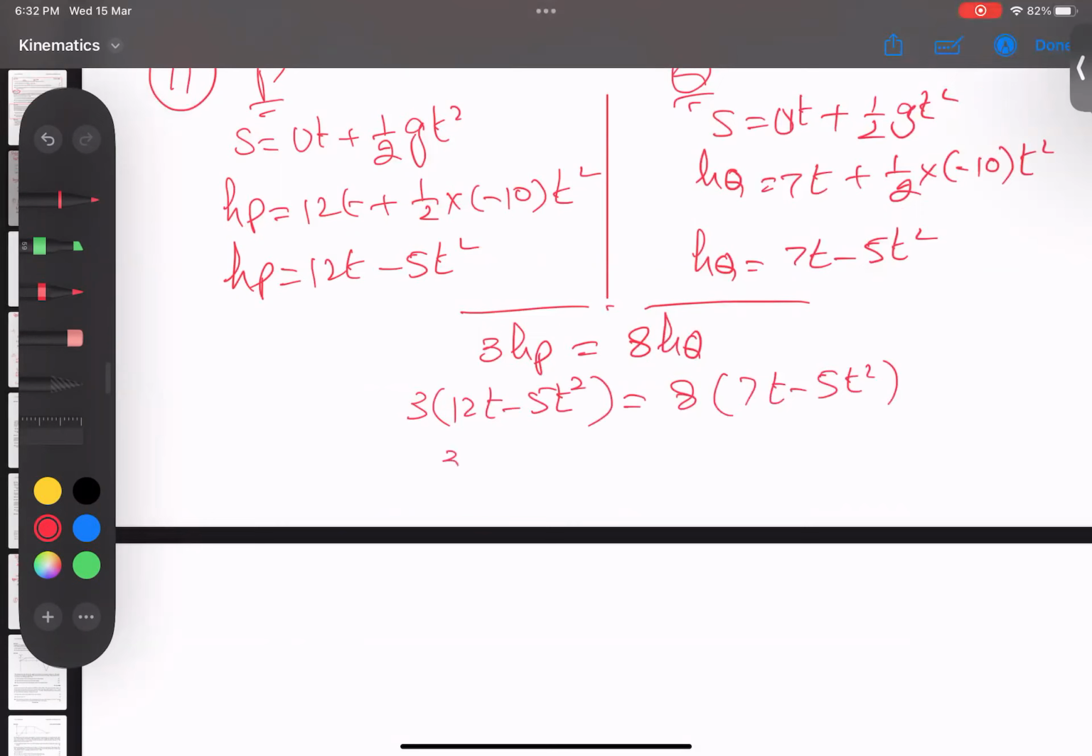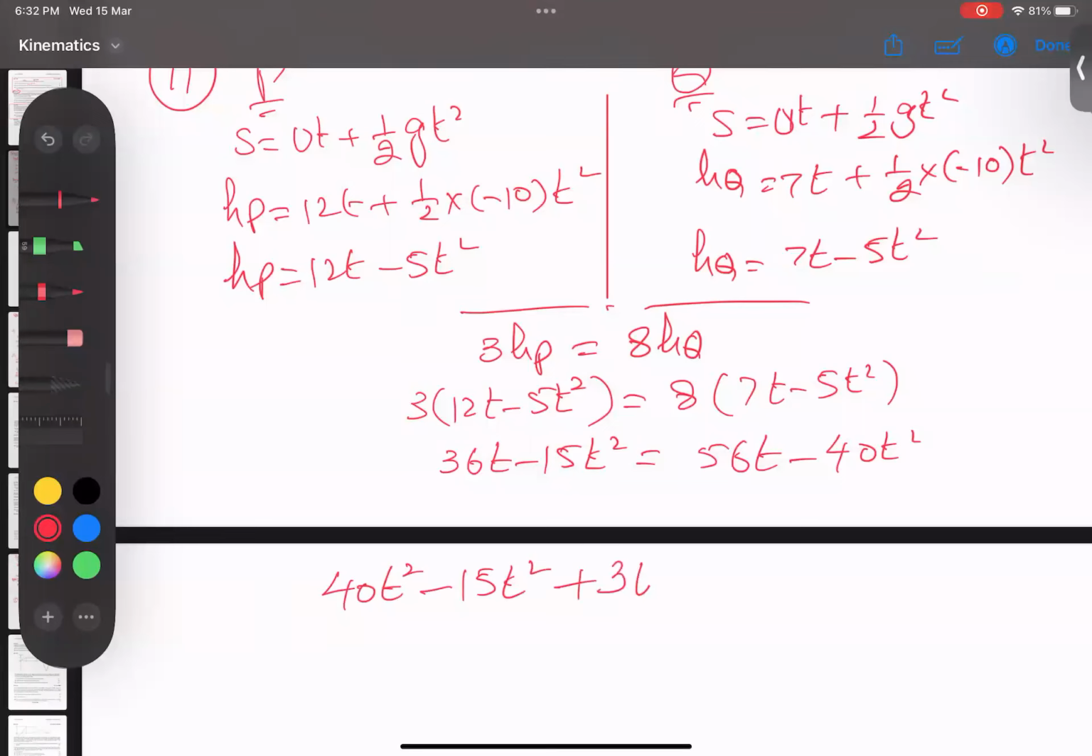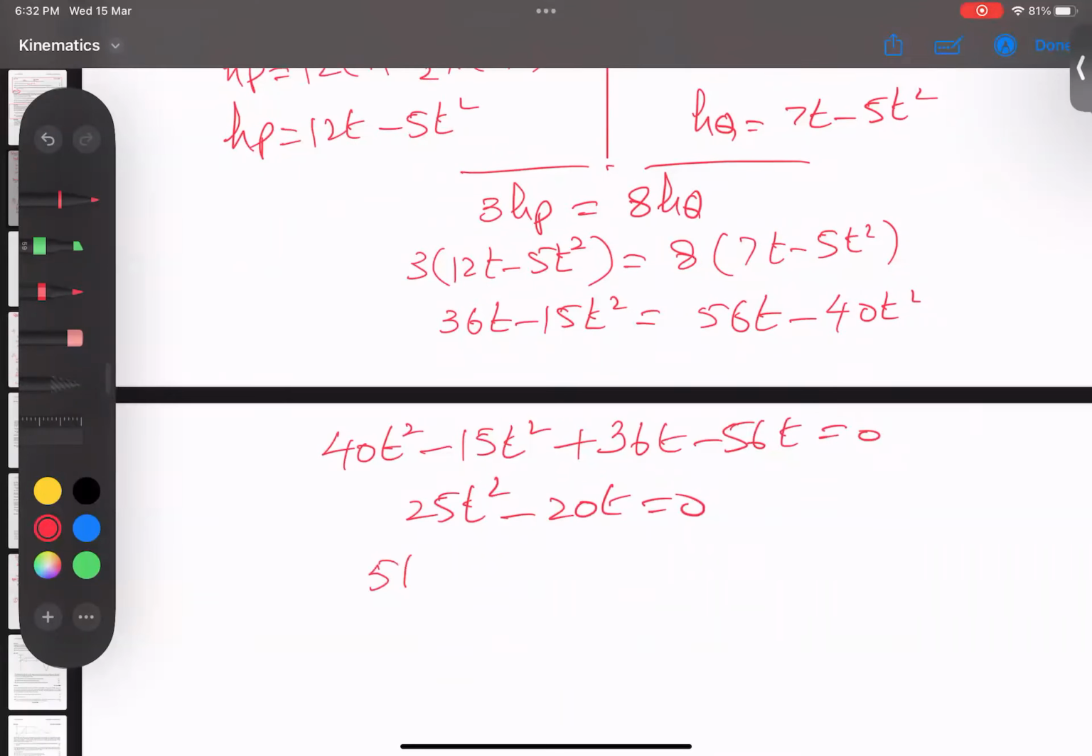So 3, 4, 36T, 15T to power 2, this becoming what? 56T, and 8 times 5 is 40T to power 2. Okay. Now I solve it. There's 40T to power 2. Come this side with a minus 15T to power 2 and plus 36T and minus 56T equal to 0. So it becomes 25T to power 2. And from here I get negative 20T. So T, and I think 5 and T is common. I got 5T and minus 4.